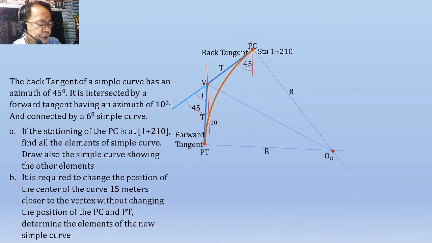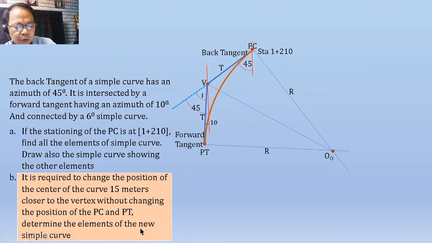Yung second question sinasabi dito, it is required to change the position of the center of the curvature 15 meters closer to the vertex without changing the position of the PC and the PT. Determine the elements of the new simple curve. So sa konseptong ito, sinasabi na ito daw center na ito, ay ililipat natin ang pwesto at palalapitin natin doon sa vertex by moving it 15 meters closer along this direction.